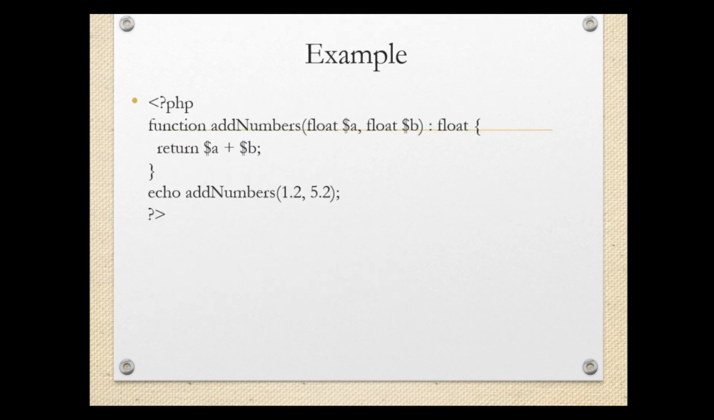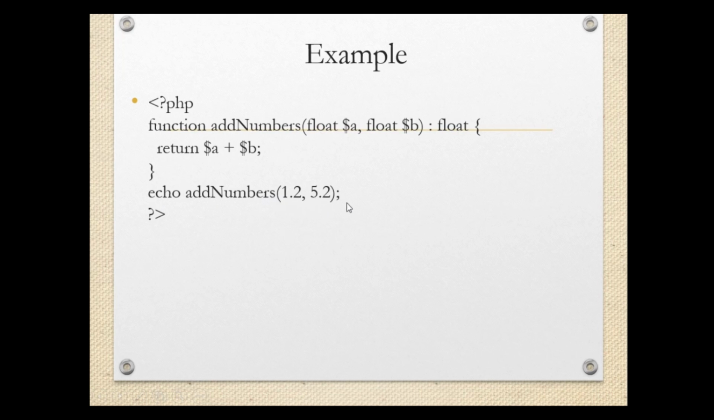Again, one more example of a function with arguments. Opening and closing tag of PHP. We have declared the function with the keyword function. The name of the function is add numbers. In this we have taken float $a, float $b, and in the function we are returning $a plus $b. After closing my function, I am calling my function, that is echo add numbers 1.2 plus 5.2.